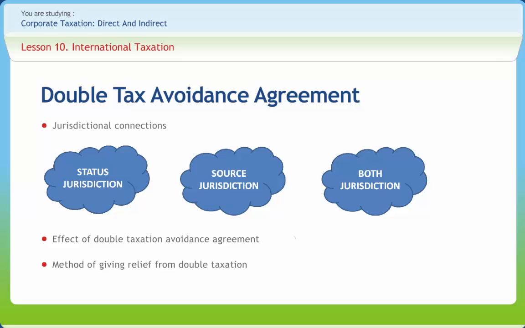Bilateral relief. Under Section 90, the Indian government offers protection against double taxation by entering into a DTAA with another country based on mutually acceptable terms. Such relief may be offered under two methods. Exemption method. This ensures complete avoidance of tax overlapping. Tax credit method. This provides relief by giving the taxpayer a deduction from the tax payable in India.